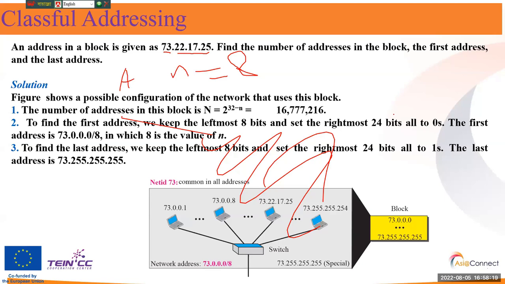So which one is not clear? Actually, we are counting basically, this is the block. 2 to the power 32 minus 1. We keep these addresses for networking and broadcasting purpose. Basically, the first address is the networking address, and the last address is for broadcasting purpose or special purpose. Yes. Do you understand or not? Is it clear? I think we keep those two addresses for networking and broadcasting purpose. Okay, I think we can go to the next slide.